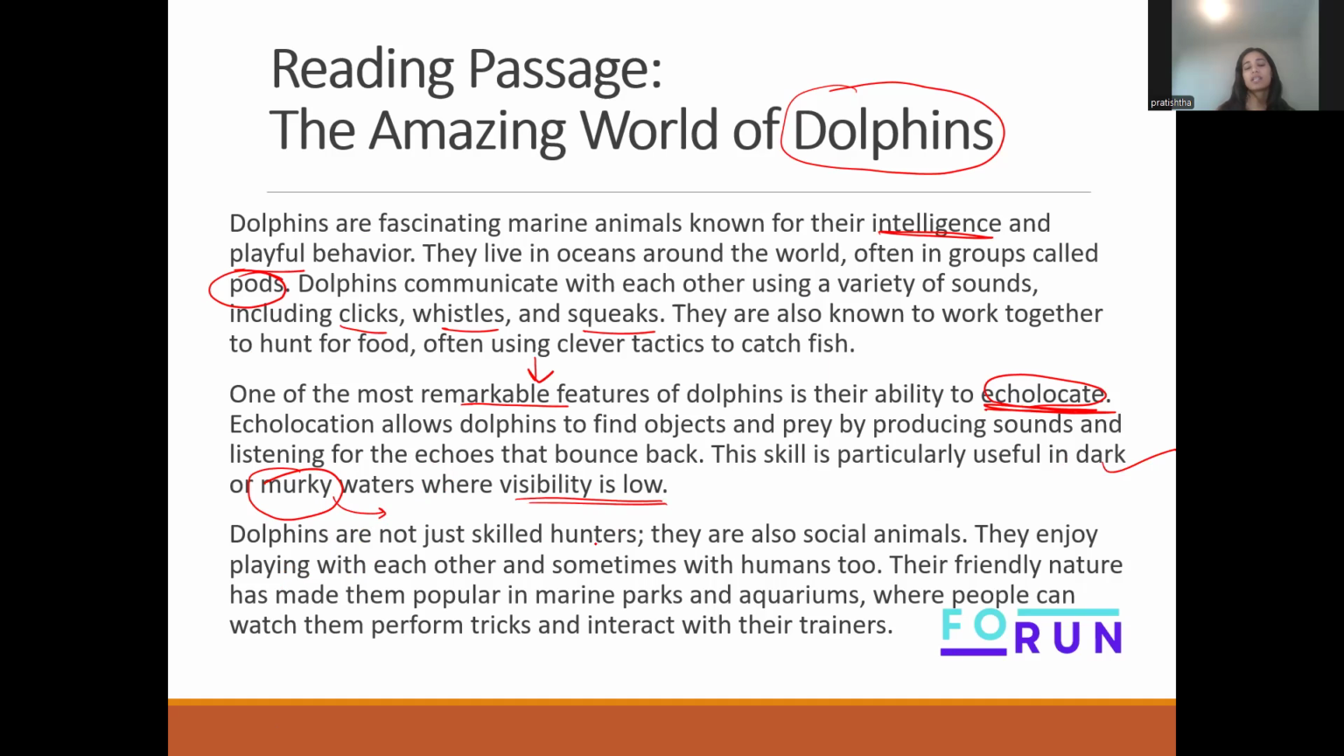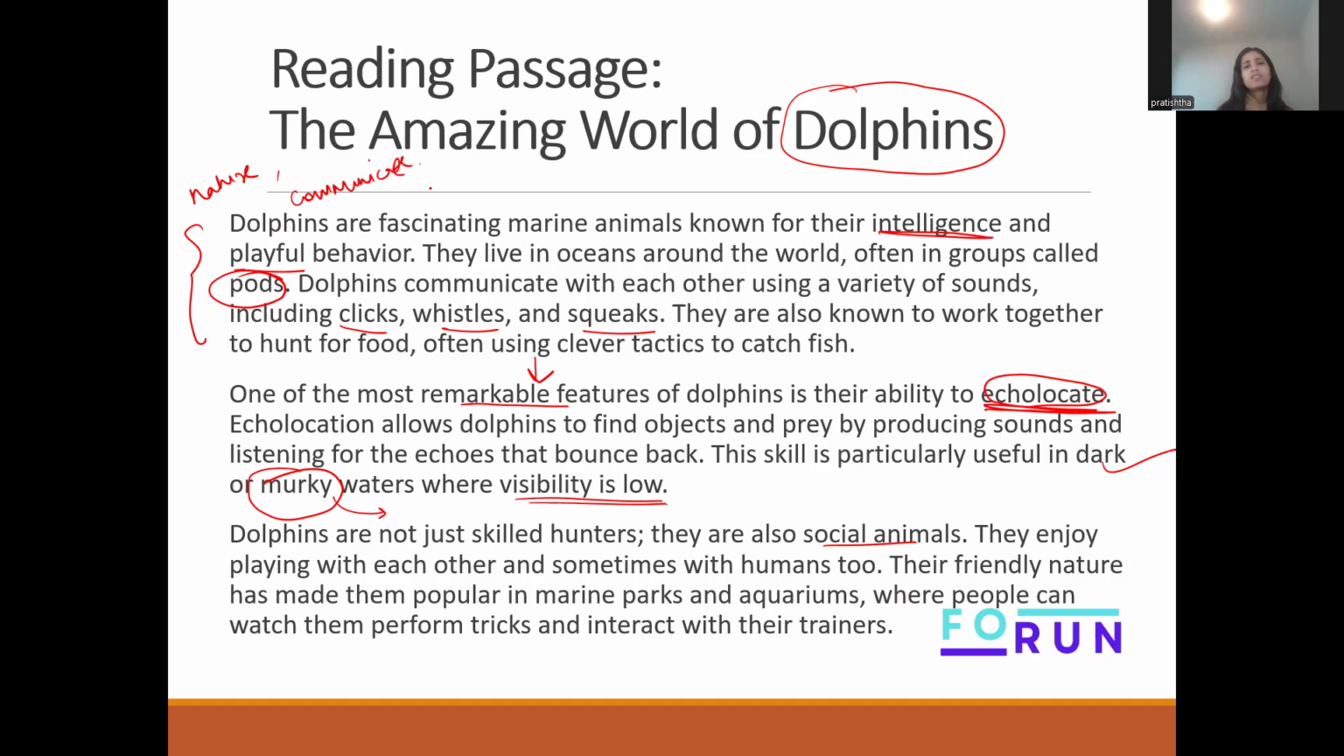So dolphins are not just skilled hunters, they are also social animals. They enjoy playing with each other and sometimes with humans too. Their friendly nature has made them popular in marine parks and aquariums where people can watch them perform tricks and interact with their trainers, right? So this was all of it. Basically, we are talking about their intelligence, how they can communicate using different sounds, about echolocation, and about how social they are, right? So I can probably write here that this paragraph is talking about their nature and how they communicate.